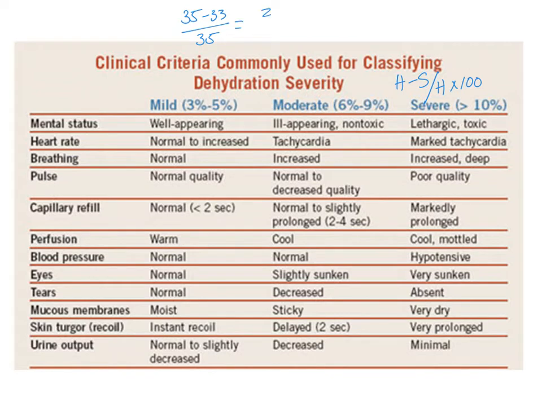So what we get is 2 over 35, which equals 0.057. Multiply that by 100, and I get a 5.7% weight loss. So actually that's a -2 and a -%. But anyway, so 5.7% weight loss. We're kind of right on that border between mild and moderate dehydration.